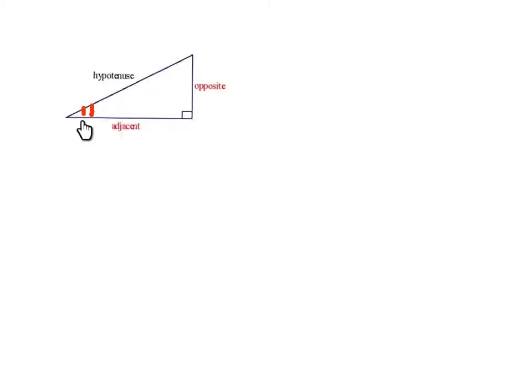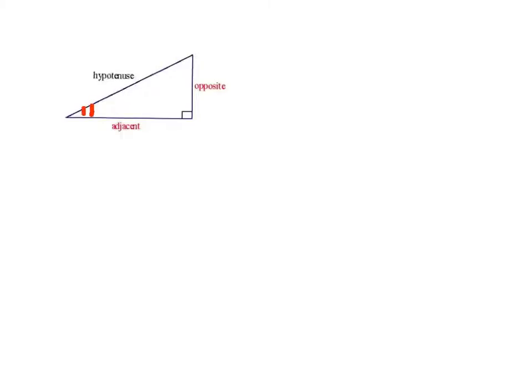If we're focused on this red angle here, then this side is opposite the angle, and this side is adjacent to the angle, which means beside it. If we were talking about this angle, the opposite and the adjacent would switch places.